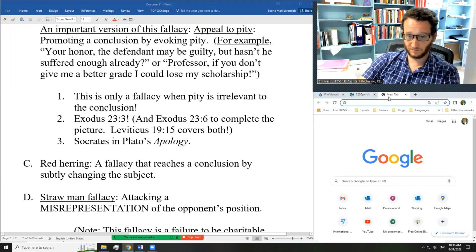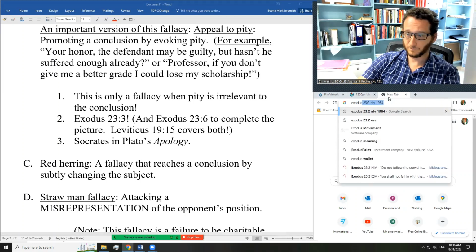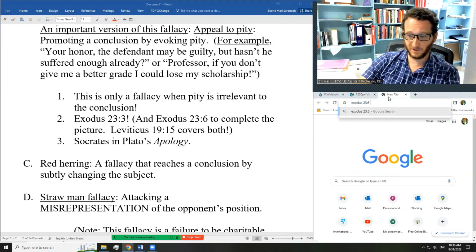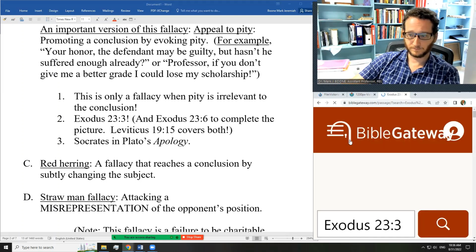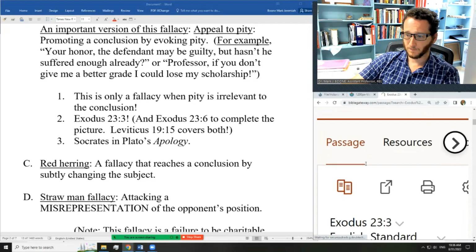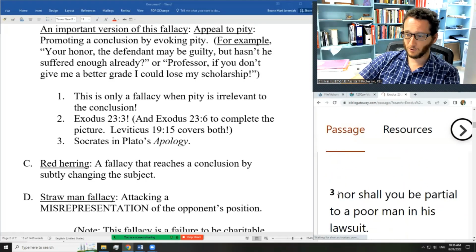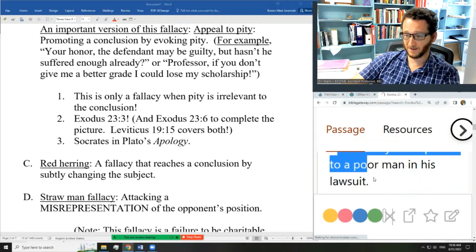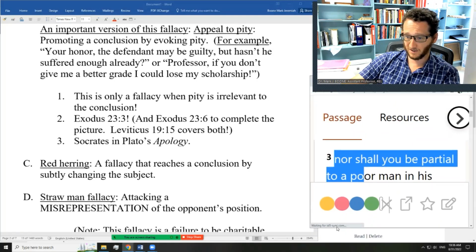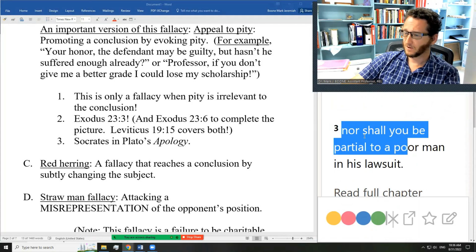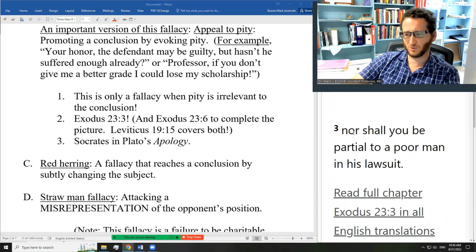Let's go to the same chapter. In fact, the very next verse. You shall not be partial to a poor man in his lawsuit. The words in my head, probably from the NIV 84, are do not show favoritism to a poor man in court, or something like that. Maybe I don't have the words in my head, just something kind of similar.